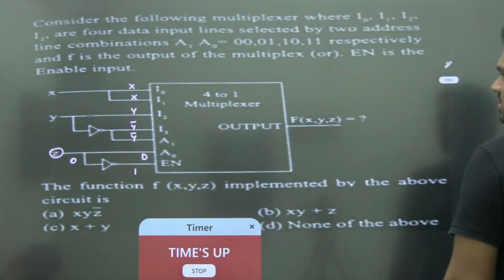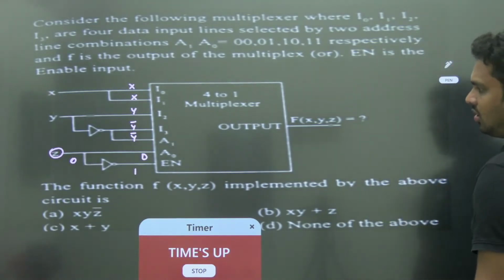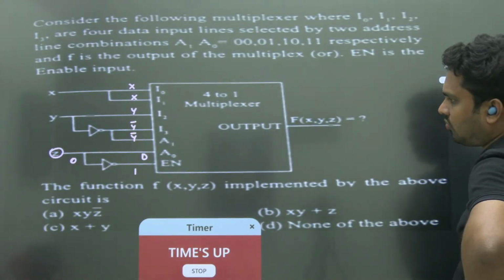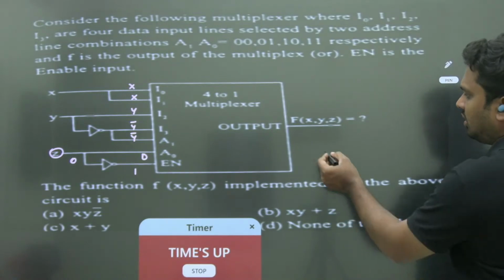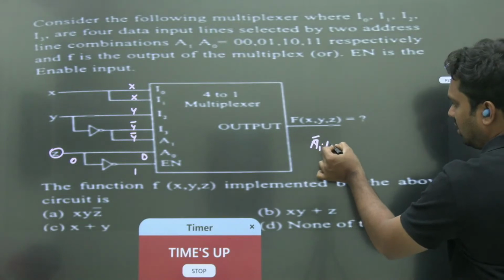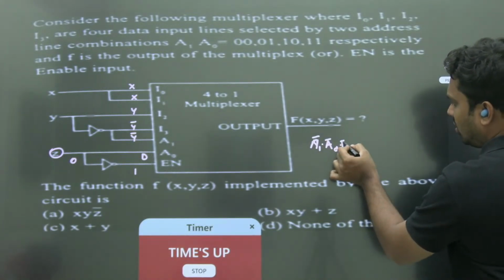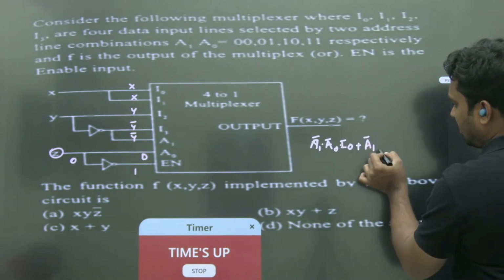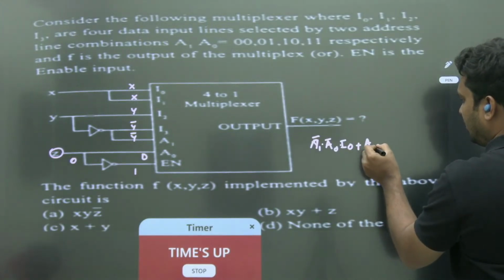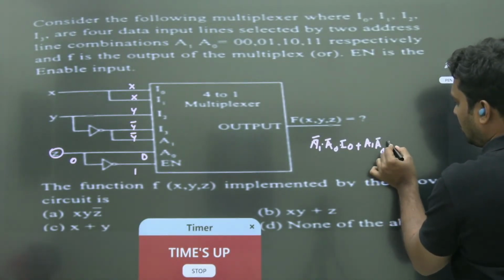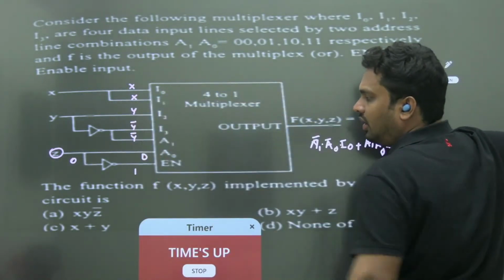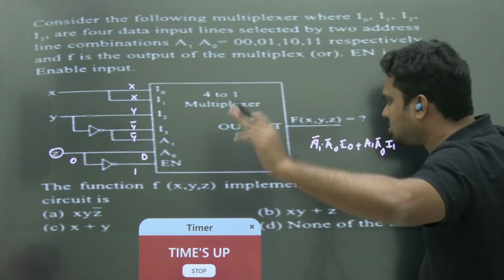Which of the following represents a function implemented? When it is, you can see A naught input permanently fixed to zero, na? So y can be zero or one. So what is the value of your function? You can say y bar. That is originally you can write A1 bar, A naught bar into I naught, A1 bar A naught bar into I1. Why am I taking A naught bar only? Why not A naught? Because A naught is permanently zero only. A naught 1 will never happen according to this particular figure.